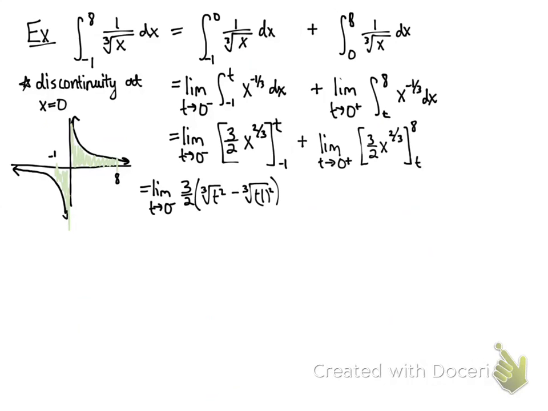So that first limit is 3/2 times the cube root of t squared, that's what t to the 2/3 is, minus the cube root of negative 1 squared, that's what negative 1 to the 2/3 is. And the second limit, likewise, is the limit of 3/2 times the cube root of 8 squared minus the cube root of t squared. Now, as t approaches 0, in this case it doesn't matter whether it's from the right or the left, because the cube root of 0 squared is 0. So both of those terms go to 0, which means all I've got left is the 3/2 times negative cube root of negative 1 squared and 3/2 times the cube root of 8 squared.